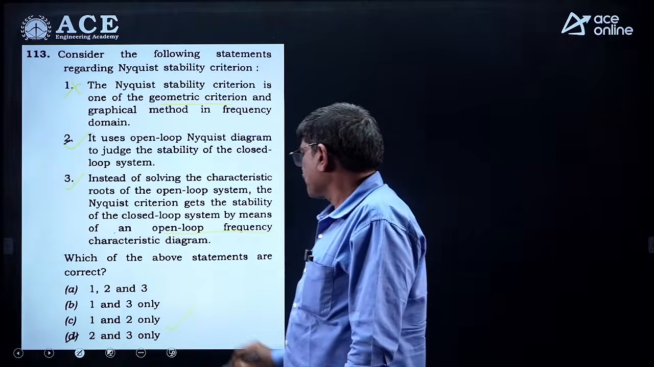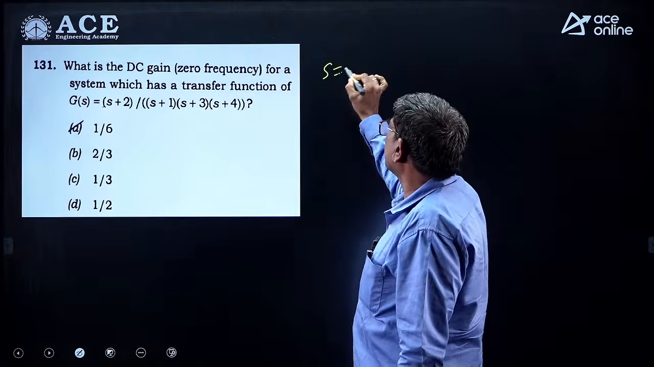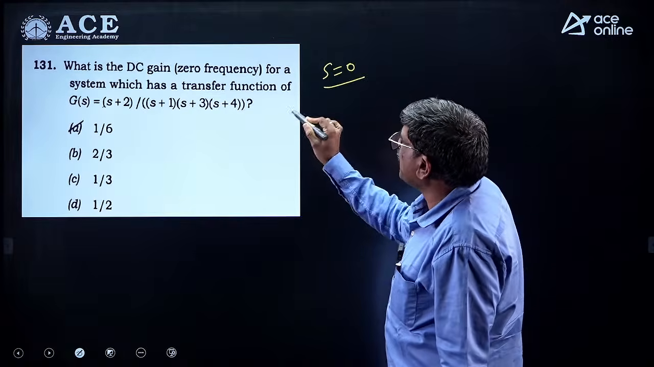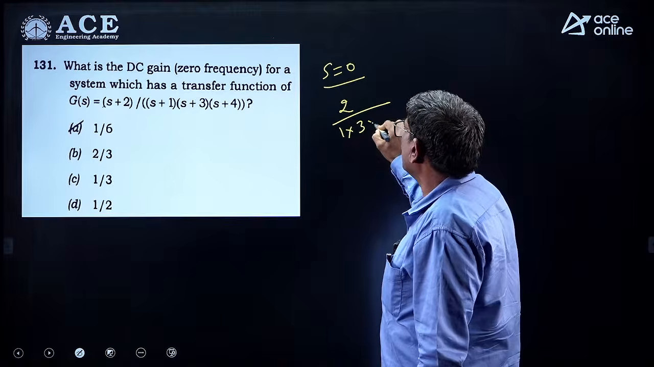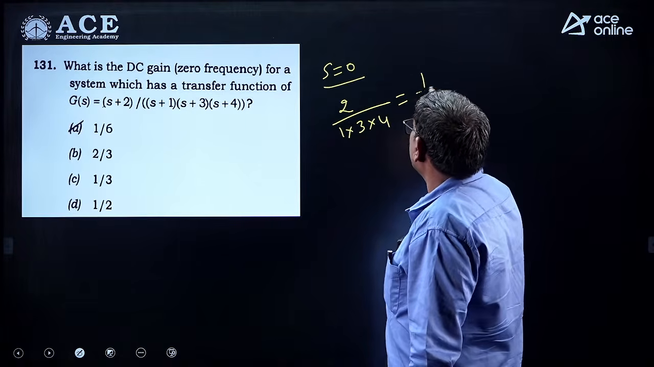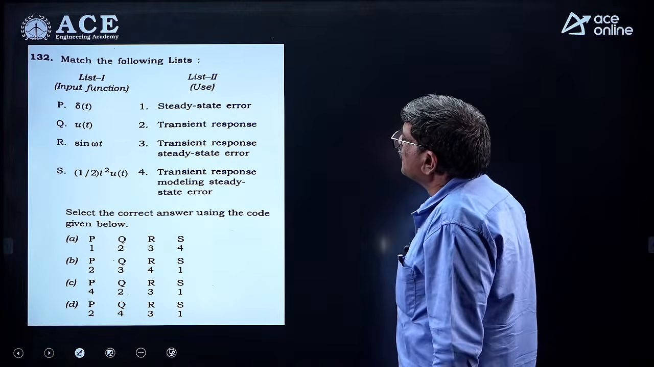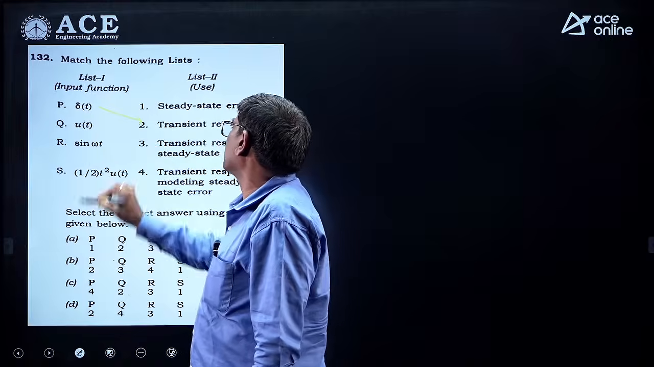Answer D. Next, a DC gain: simply substitute S = 0 in the transfer function. Check the stability, the stable system. So simply substitute S = 0, which means 2 divided by 1 into 3 into 4. So that means 1 by 6. Answer A.